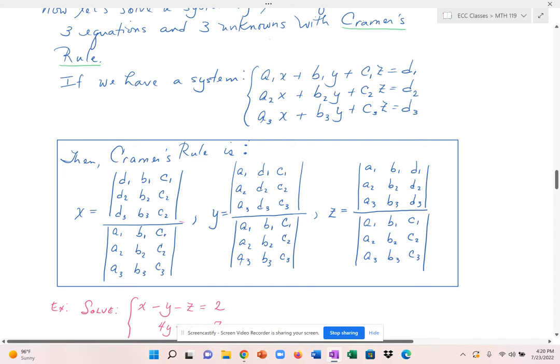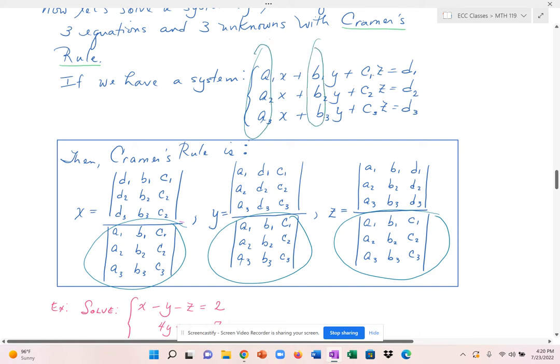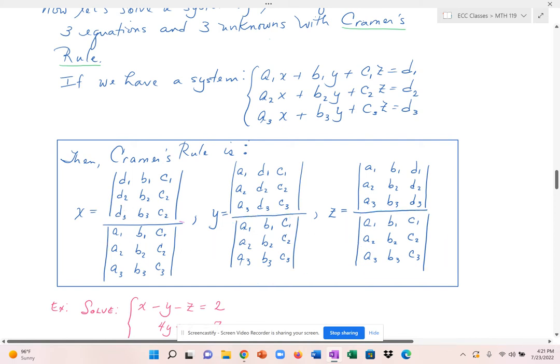The denominator for x, y, and z will all be the same. All of these denominators are just the coefficients of x, y, and z. So the first column are the coefficients of the x's, second column are the coefficients of the y's, third column are the coefficients of the z's. So once you figure out one of them, if I'm solving for x, it will be the same number for the y and the z.